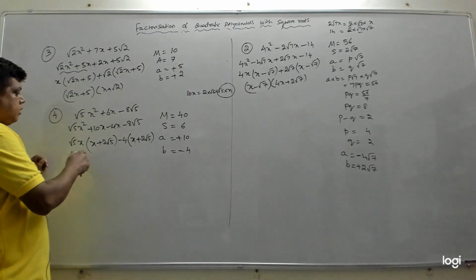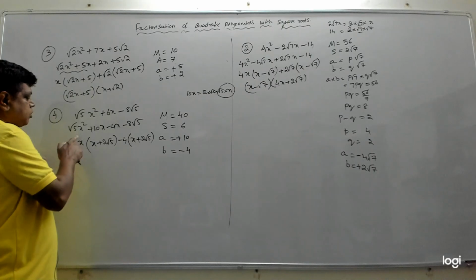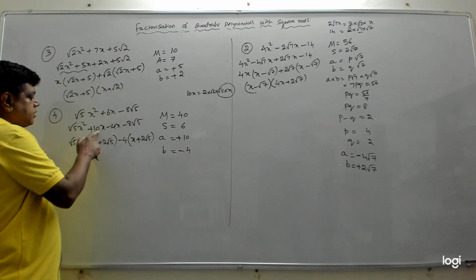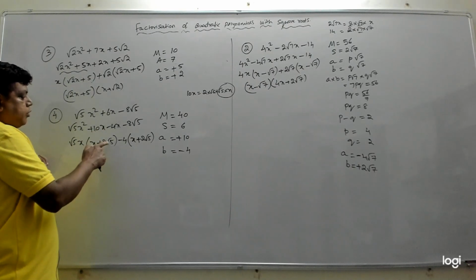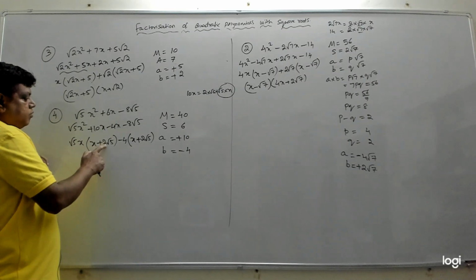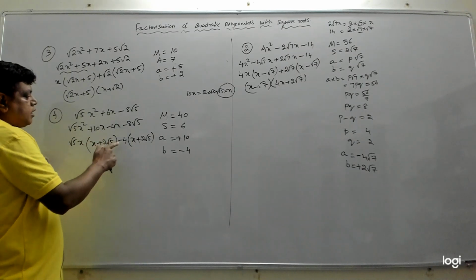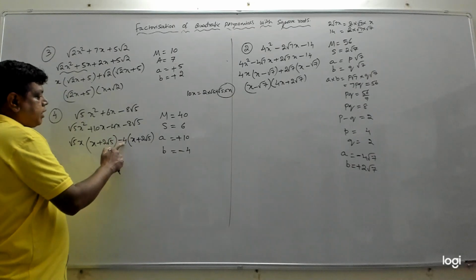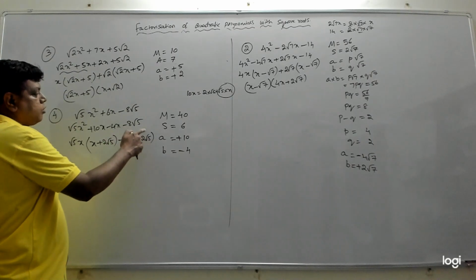Now if you multiply, root 5x into x is root 5x square. Root 5x into 2 root 5 is 10x, because root 5 into root 5 is 5, and 5 into 2 is 10, and 10 into x is 10x. Minus 4 into x is minus 4x. Minus 4 into plus 2 root 5 is minus 8 root 5.